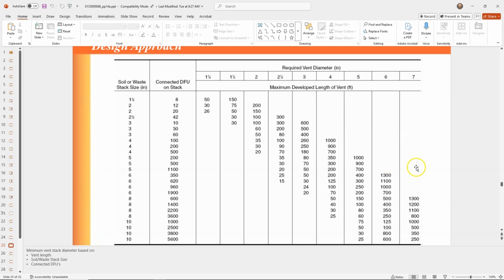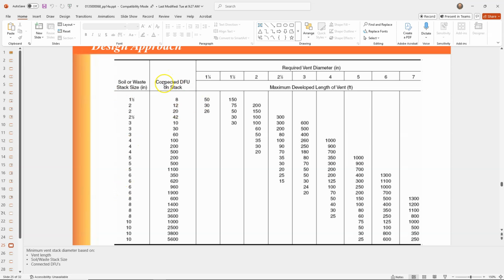For this one, we have to think about 3 different criteria. Number 1, we need to have already worked out the size of the soil or waste stack. So that was 2 tables ago that we talked about that, right? That was the one where we could figure out the diameter size of the waste stack. So we need to know that before we do this.